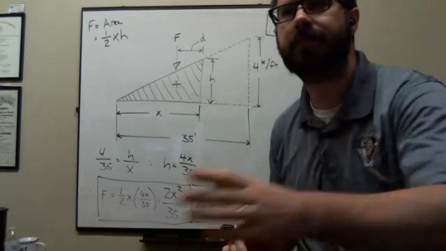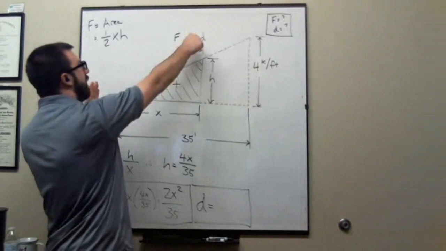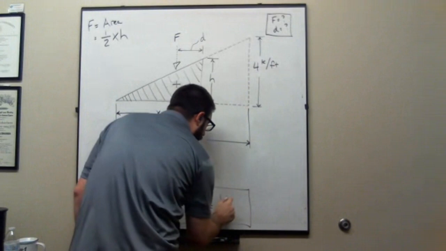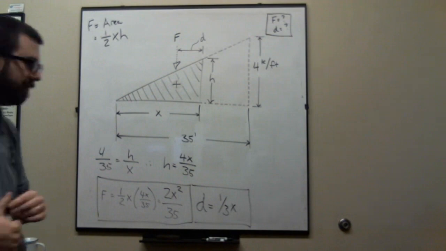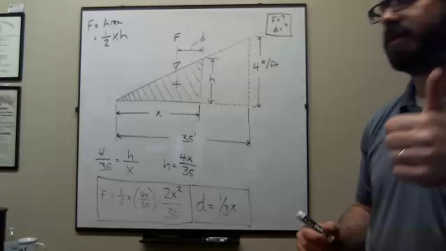Well, it's not 2/3 x, because 2/3 would be from this end. The way I have drawn d, I have drawn d from the big end. So d would be 1/3 x. And it'd be 2/3 x if we were talking about this distance. But this distance, we're talking about 1/3. Does that make sense? For those of you that responded 2/3, I want to make sure that makes sense. All right, good deal. Okay, so everybody with me on this so far?